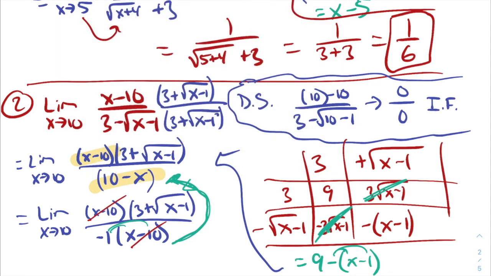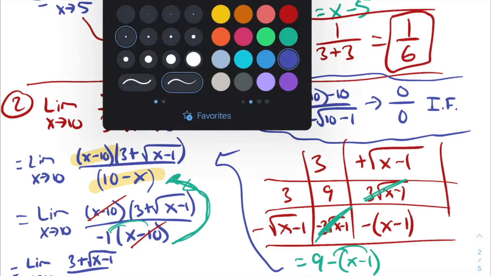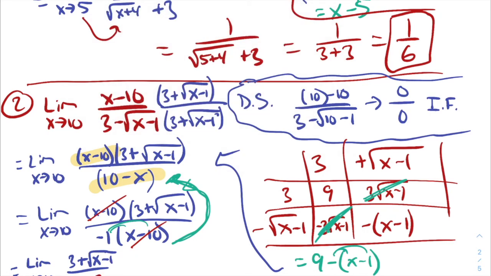And so to wrap this problem up, this is the limit as x approaches 10 of 3 plus the square root of x minus 1, all divided by what's left in the denominator, which is just negative 1. And if we do our direct substitution, if we plug that 10 in, we're going to get 3 plus the square root of 10 minus 1, all divided by negative 1, which looks like that's going to give me negative 6 as my answer for problem number 2.